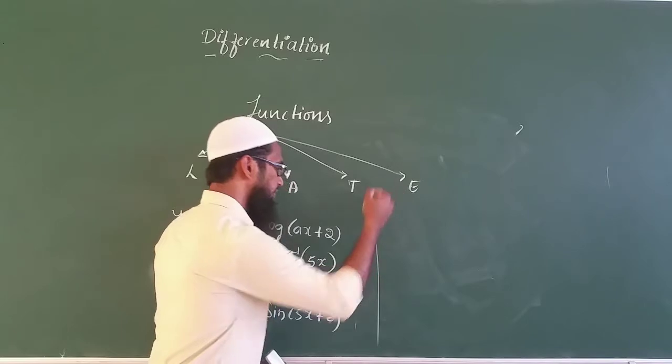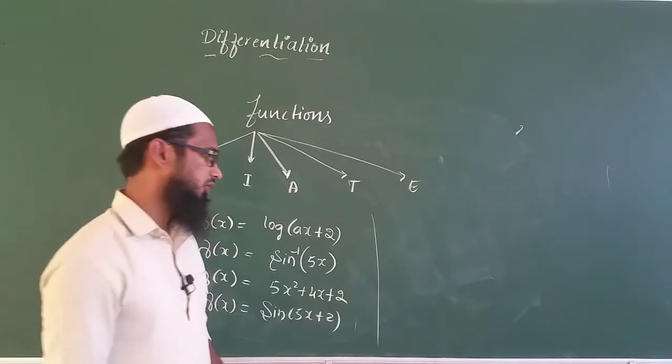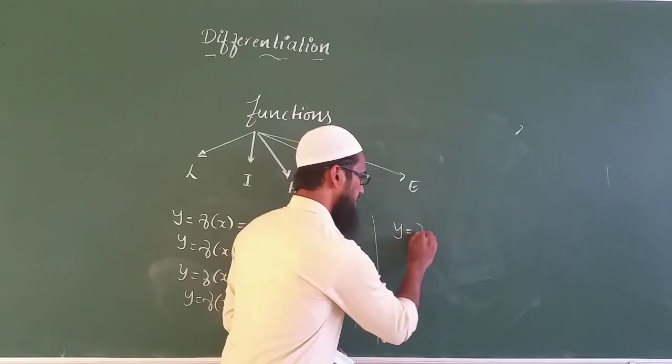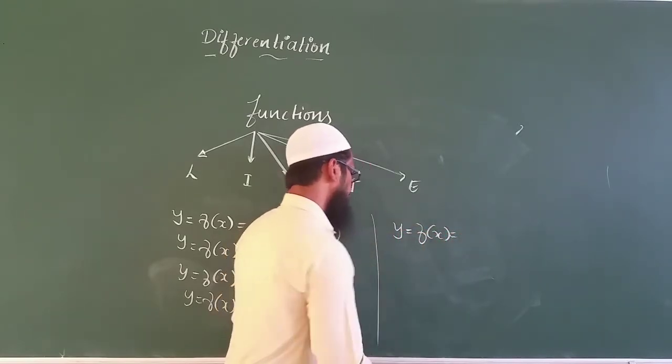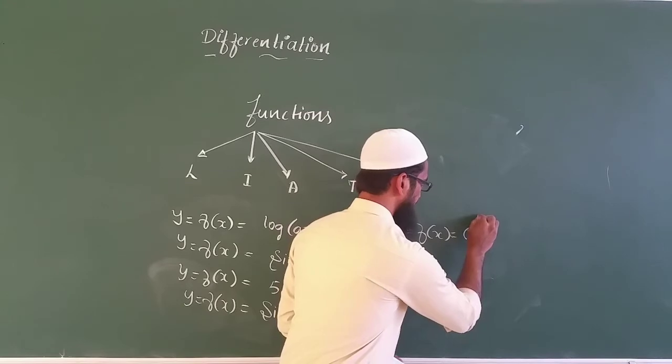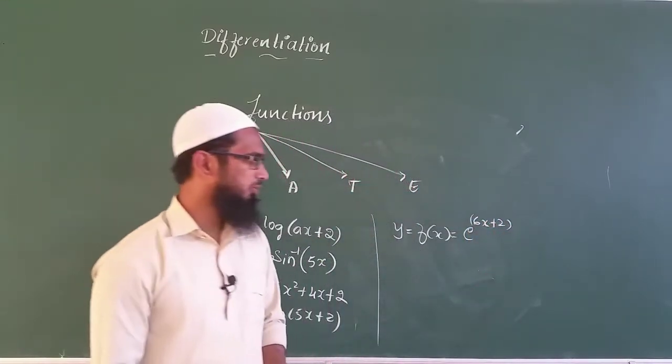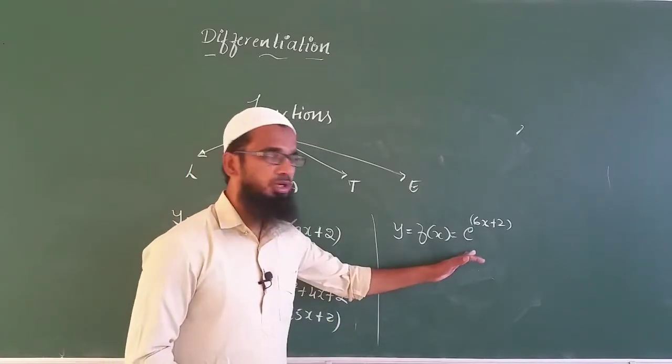The last one is the exponential function. So I'll take y is equal to function of x is equal to, you can take something like e power 5 or 6x plus 2. So this is nothing but our exponential form of functions.